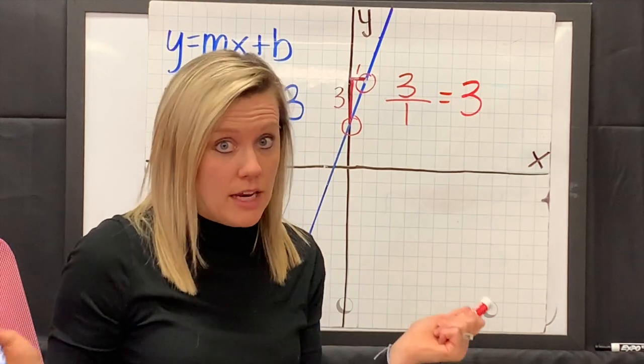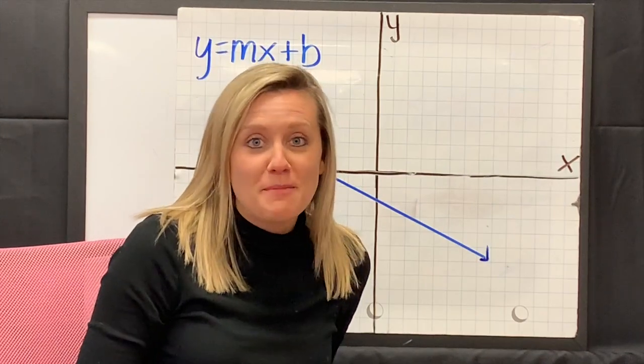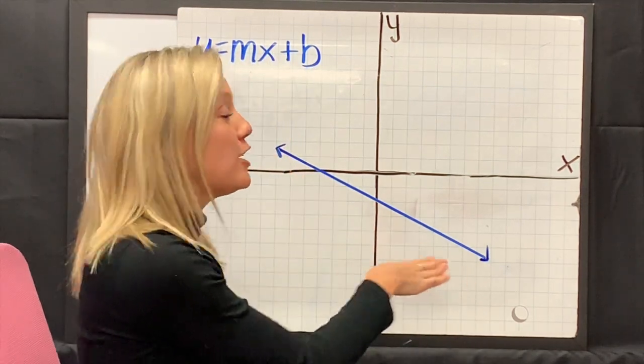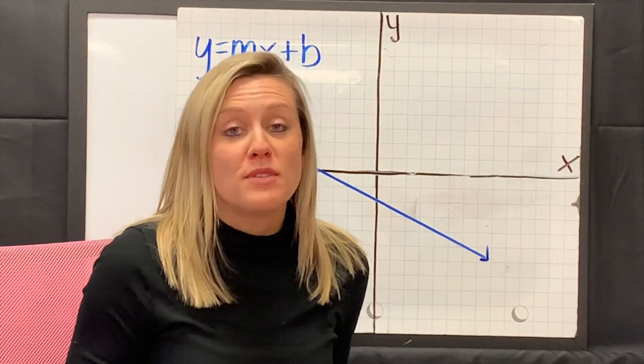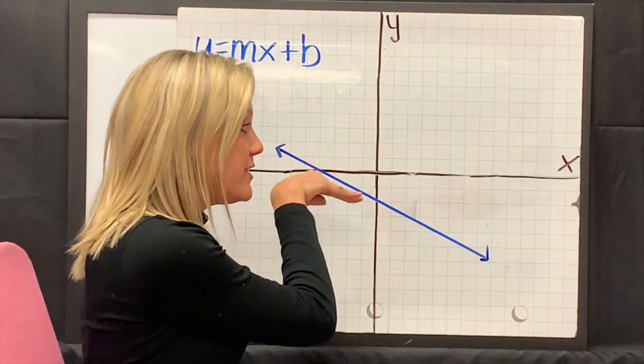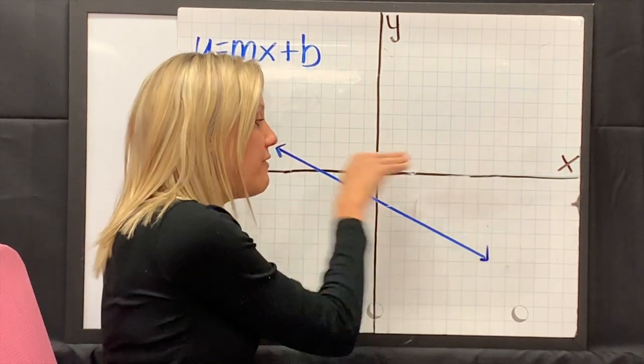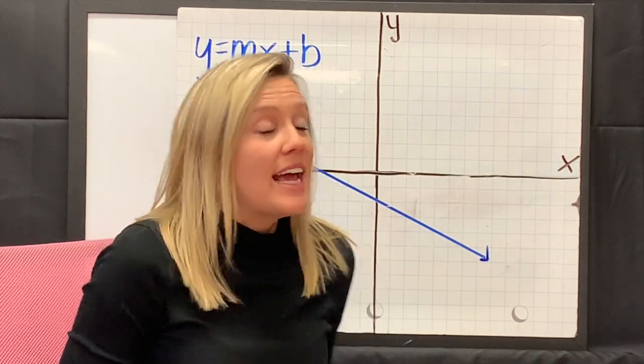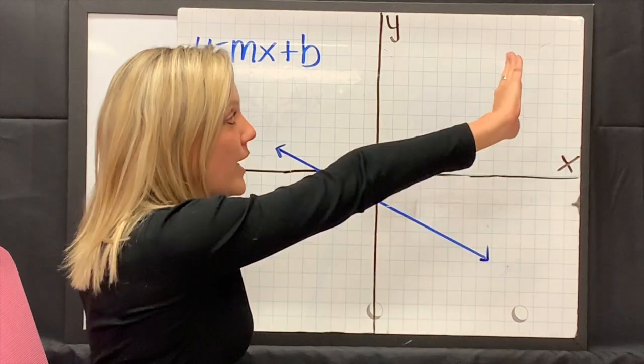Okay, here is our second problem, and the first thing I want you to do is notice that this line goes down to the right. So that means it's going to have a negative slope. As we go to the right of our graph, our line goes down. Whereas the last one that we did, as we went to the right, our graph went up.